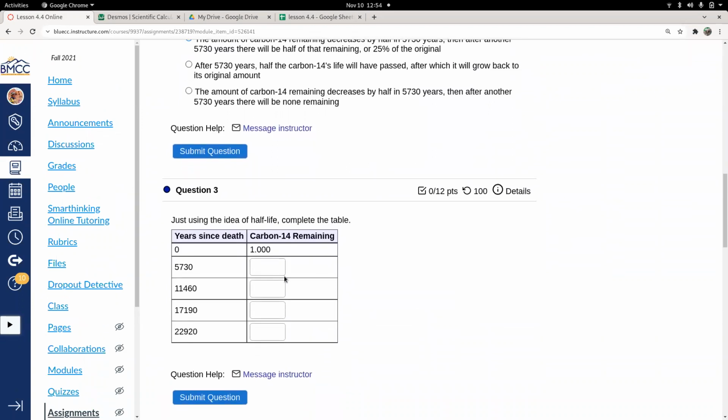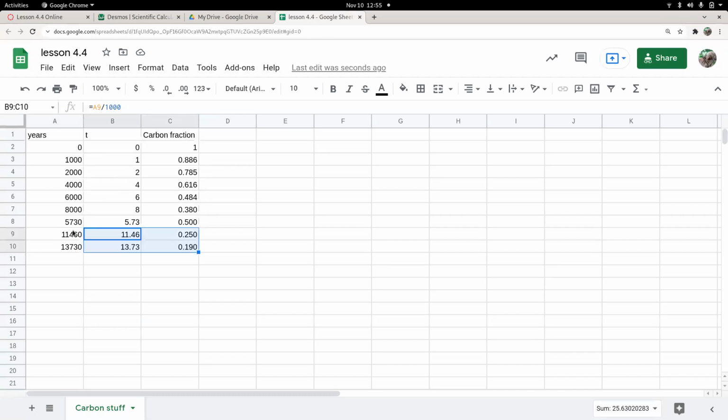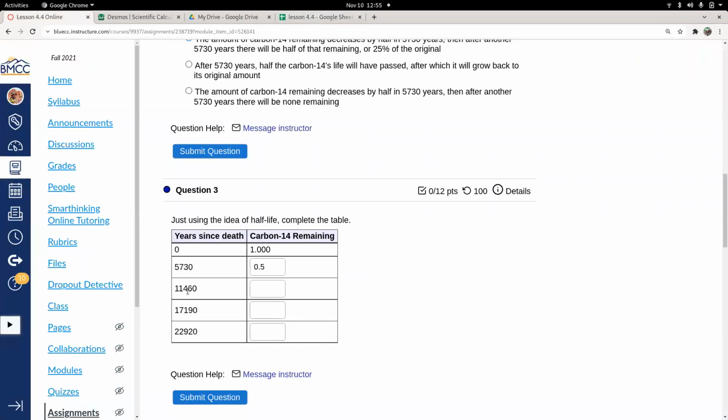Okay, what do we got here? 5,730. Okay, so that'll give me half of 1. That's 0.5. 11,460. Let's see. That's this one right here. That was that 2 half-lives. Half of a half is a quarter. Okay, so let's make a new table maybe to do this one. So it looks like, my guess is this is 1 half-life, 2 half-lives, 3 half-lives, 4 half-lives.